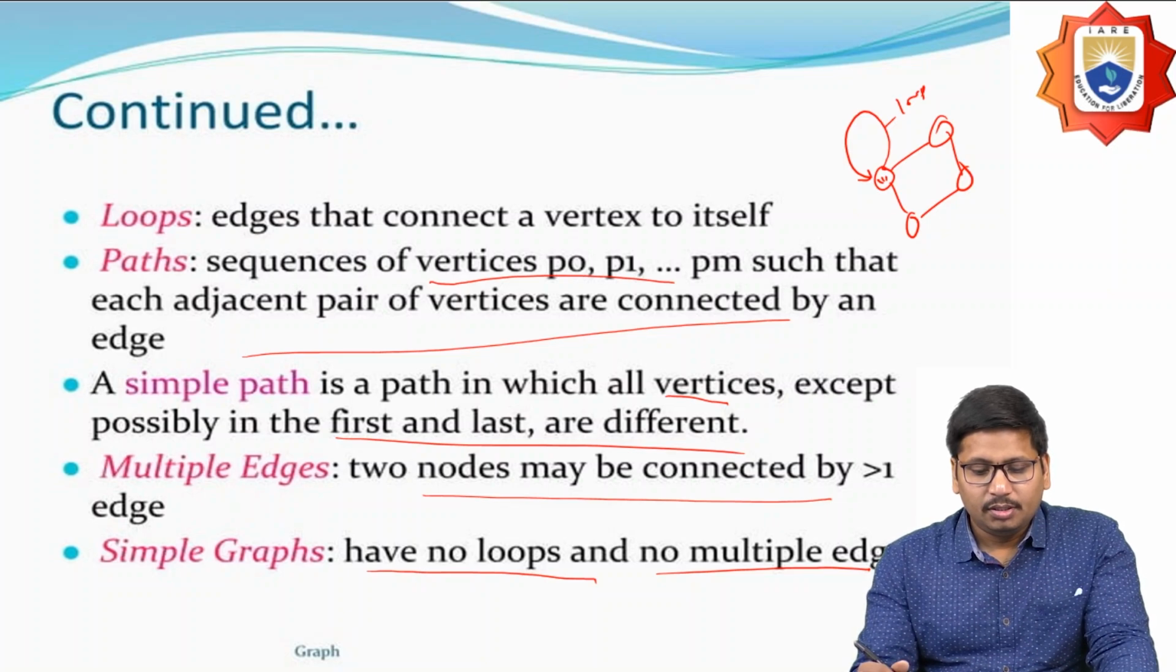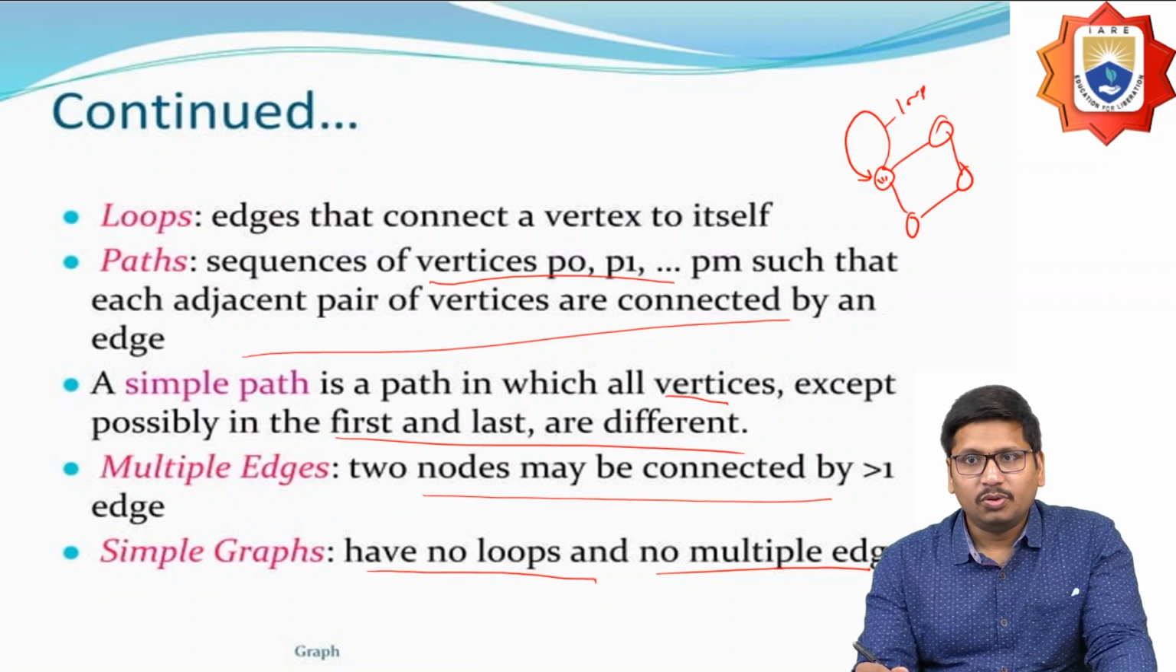So here, a simple path is a path in which all the vertices, except possibly the first and last, should be different, and if two nodes are connected by more than one edge, those are multiple edges. And a simple graph has no loops and no multiple edges also.